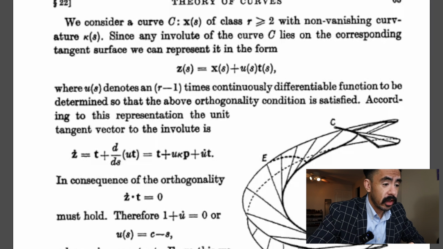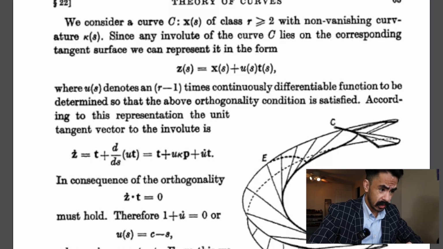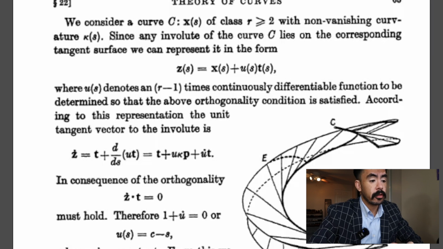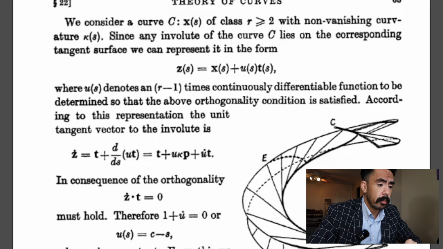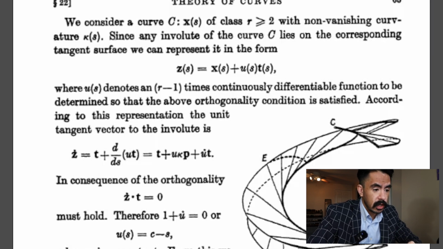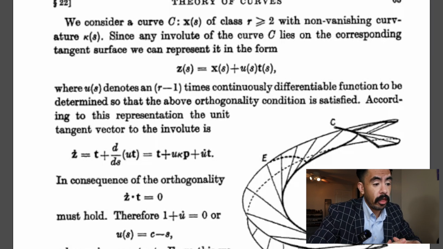We consider a curve, capital C proper, given by its vector parametric representation x of s of class r greater than or equal to 2, that is to say it is at least twice differentiable, with non-vanishing curvature kappa of s. Since any involute of the curve capital C lies on the corresponding tangent surface, we can represent it in the form vector z of s equals x of s plus function u of s times vector t of s, where the function u of s denotes an r minus 1 times continuously differentiable function to be determined so that the above orthogonality condition is satisfied.